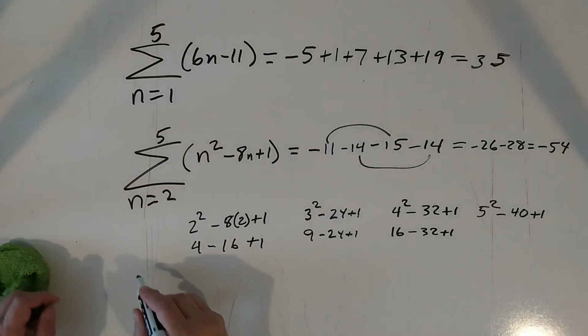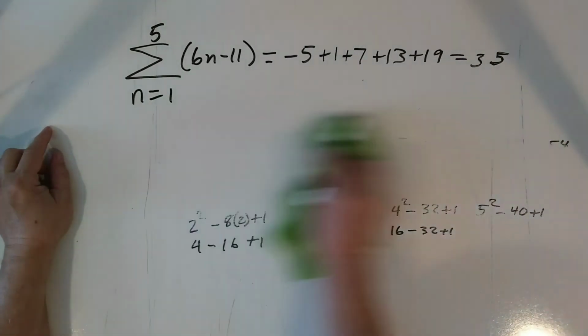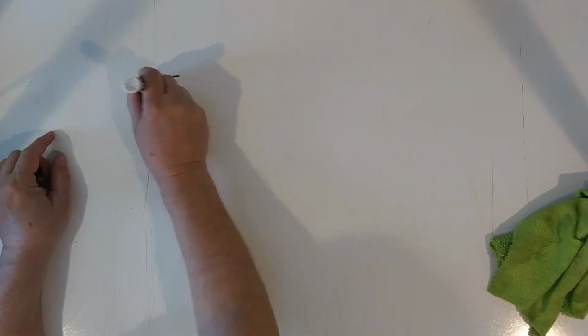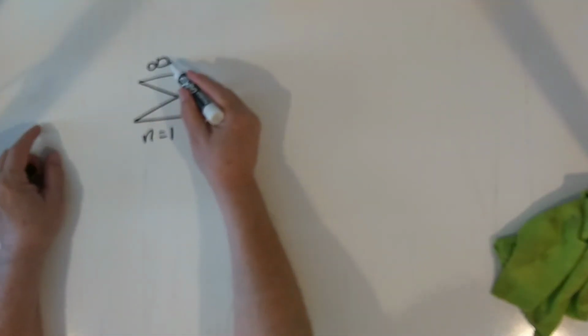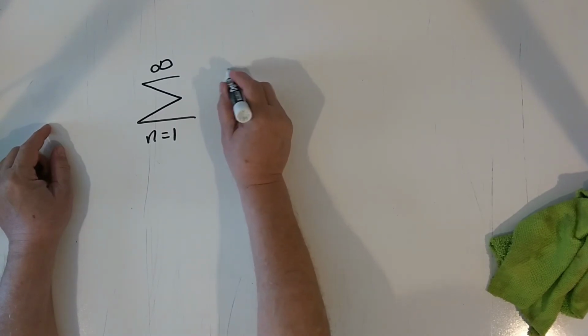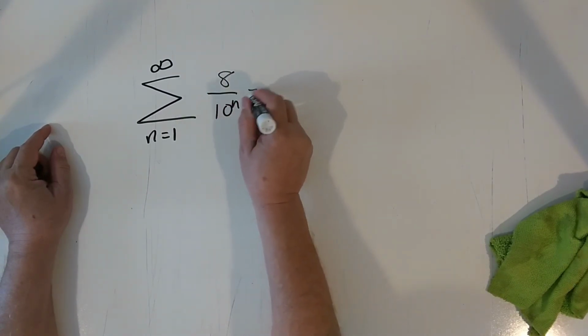The last example is an interesting one because we can actually add up what is called an infinite series. Here's an example. Notice we're starting at 1 and going to infinity. And we're going to use the formula 8 over 10 to the nth power.